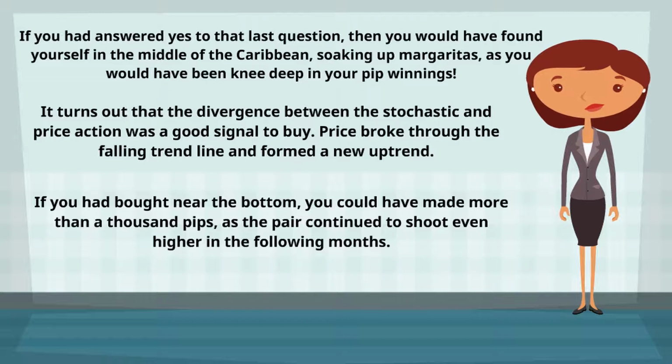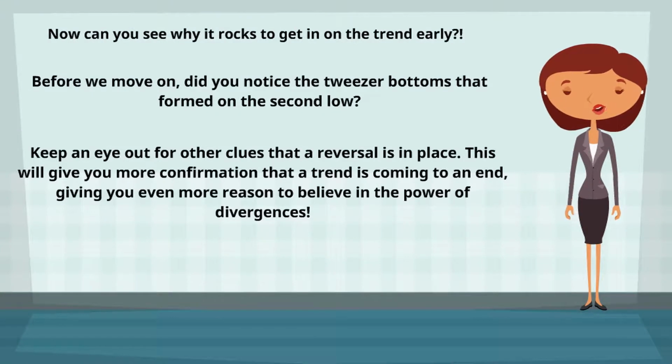Price broke through the falling trend line and formed a new uptrend. If you had bought near the bottom, you could have made more than 1,000 pips, as the pair continued to shoot even higher in the following months. Now can you see why it rocks to get in on the trend early?